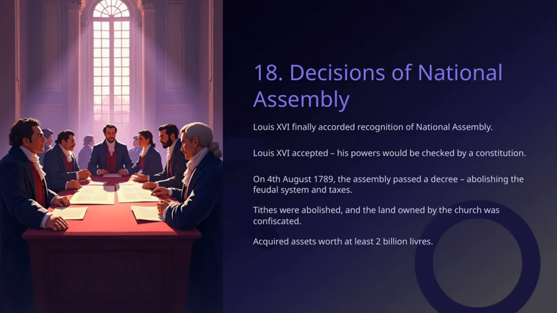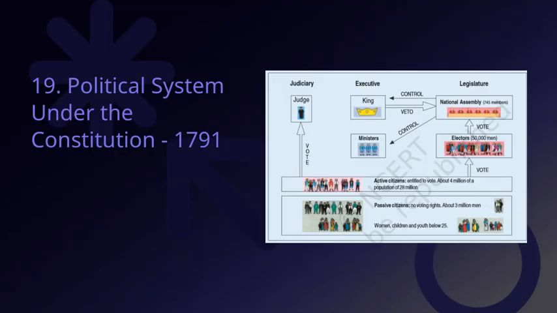Overall, these decisions marked a dramatic shift toward equality and the redistribution of power, aligning with the broader goals of the revolution to reduce the influence of the monarchy and the church, and to create a more just society. Now, let's take a closer look at the political system established under the Constitution of 1791. This was a pivotal moment in shaping the new government, as it laid out how power would be organized and exercised.